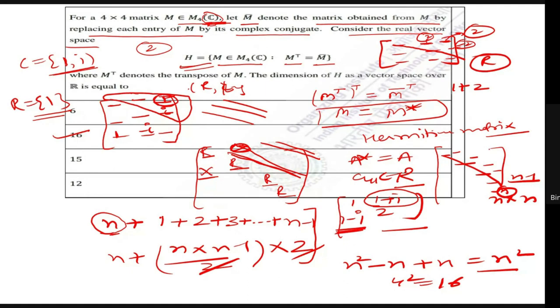So first I calculated the number of positions, and then I calculated the number of choices. That's why I have multiplied by 2. Okay, ma'am. Thank you.